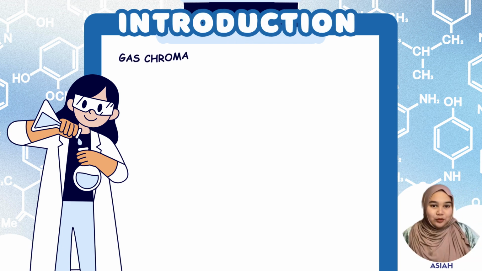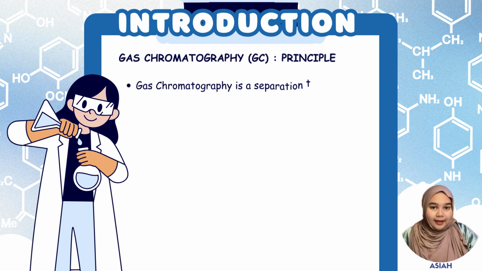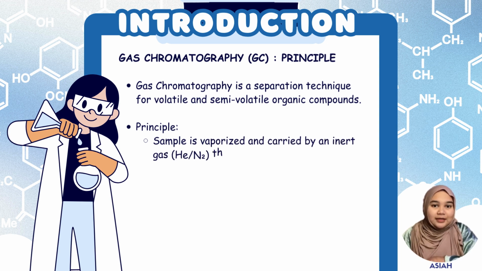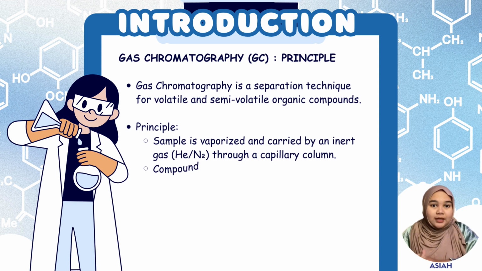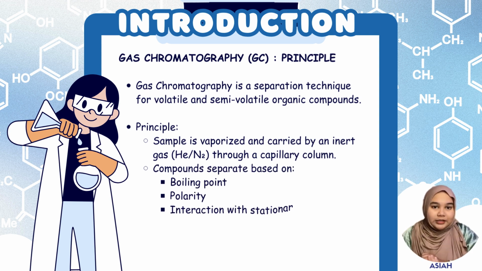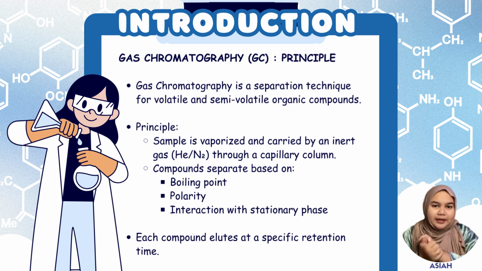accurately. Gas chromatography or GC is a separation technique used for volatile and semi-volatile organic compounds. In this method, the sample is vaporized and carried by an inert gas through a capillary column. The compounds are separated based on their boiling point and their interaction with the stationary phase inside the column. Each compound exits the column at a specific retention time, allowing effective separation of complex mixtures.